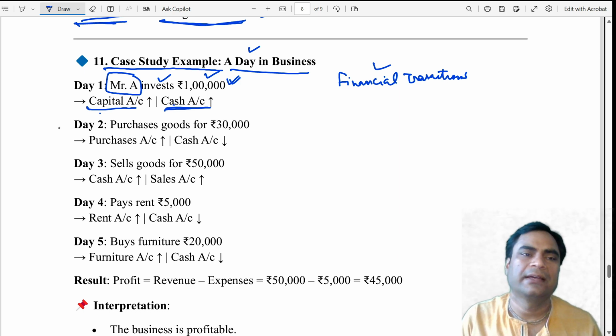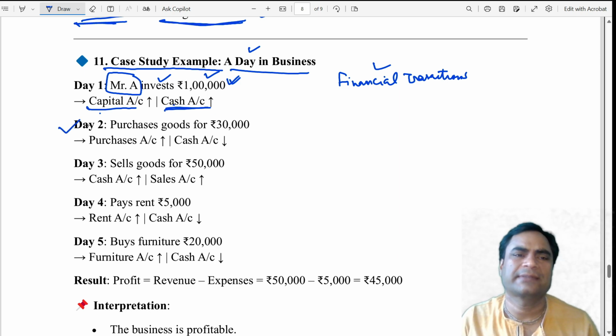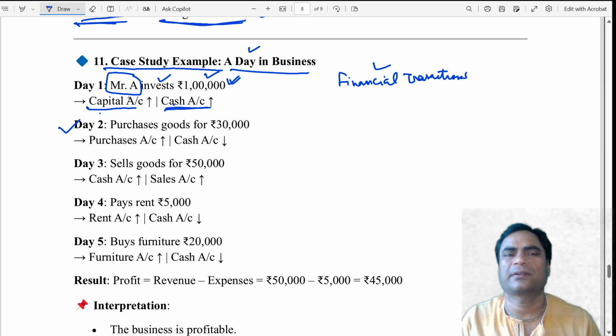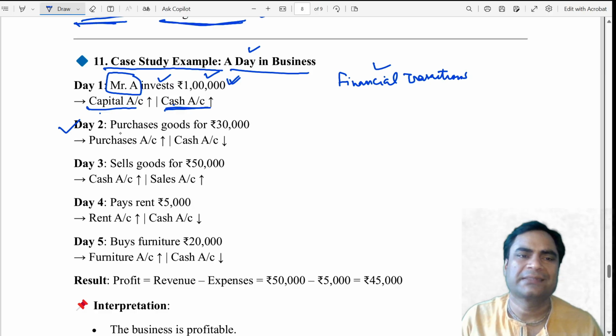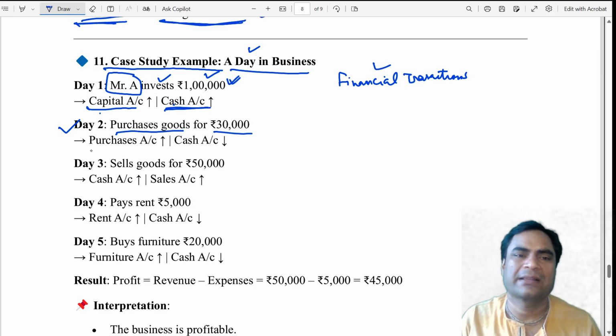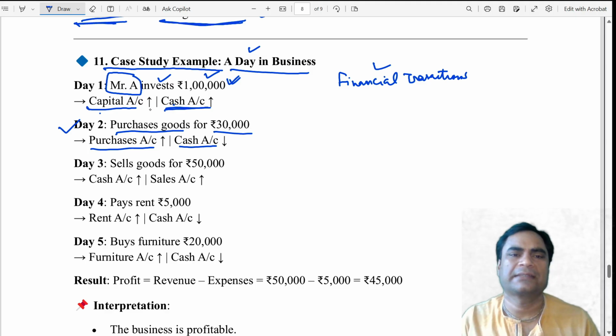Okay. Then the second transaction, suppose second day, first day you have only brought the capital, rupees 1 lakh capital, and the second day you have purchased some goods of rupees 30,000. What is happening? Purchase account is involved and cash would be going out. Okay, here the arrow upward is known as the money is coming in.